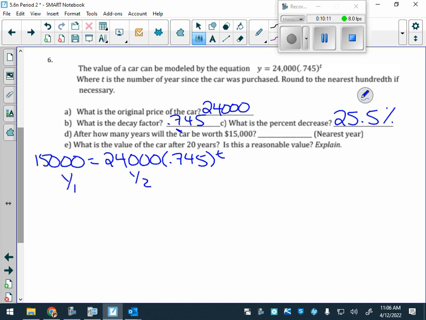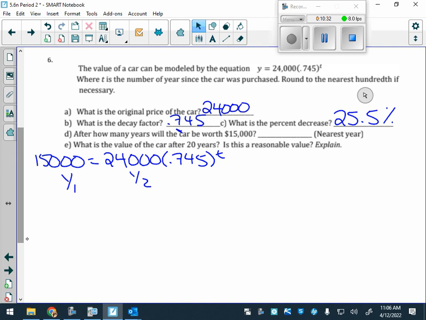Anyone get an answer? Sam? 2 years. If you got 1.6, I think it was 1.6. If you said between 1 and 2 years, 2 years, you're good. Okay?